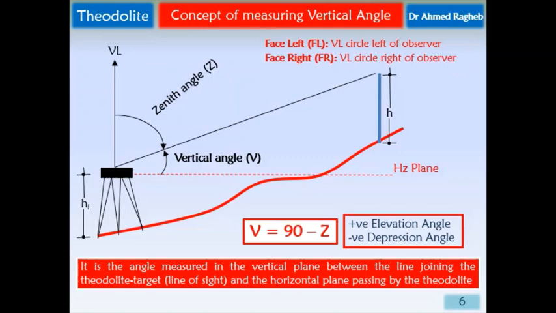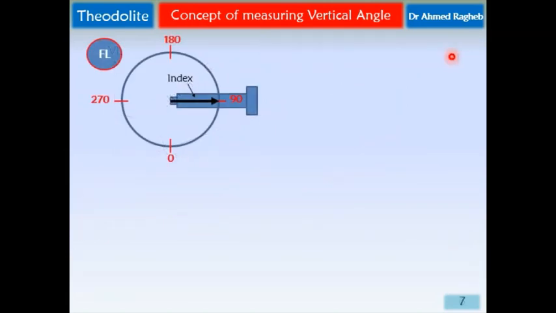Let's have a look at what actually happens when we measure a vertical angle using the theodolite. This is a cross section in the vertical circle. This is the vertical circle, this is the telescope, this is the index. It's like the pointer in the horizontal circle, but we call it an index to differentiate between the horizontal and the vertical. If the telescope is horizontal in case of face left, you will find that the VCR in face left equals 90 degrees.